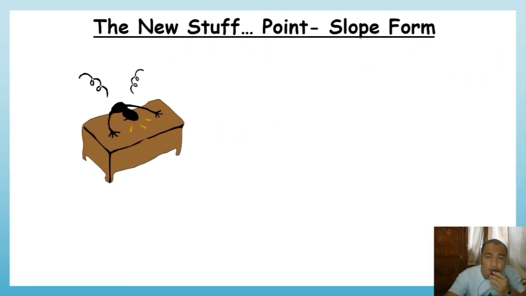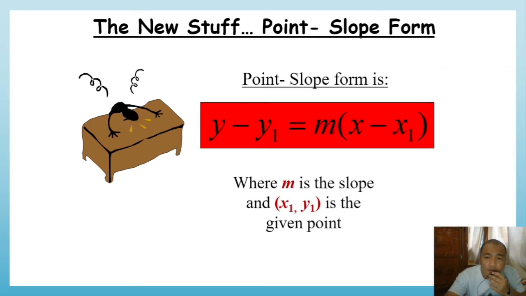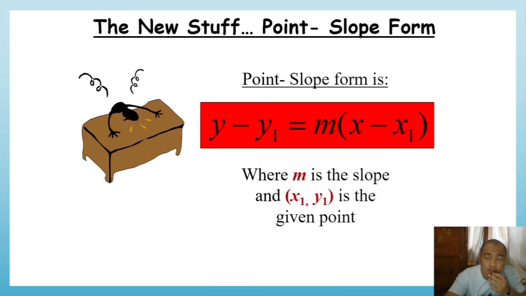So this is the new stuff, point slope form. So what is a point slope form? So this is the equation: y minus y sub 1 is equal to m times the quantity x minus x sub 1, where m is the slope and x sub 1, y sub 1 is the given point. So later on, I will show to you the derivation of this form of the straight line, which is called the point slope form.